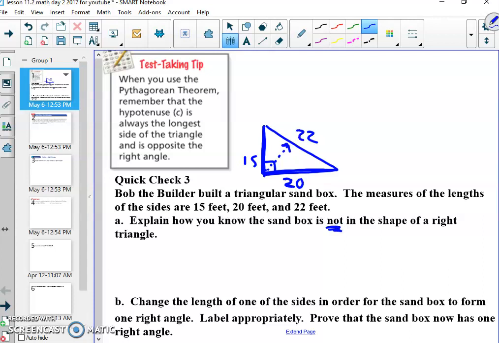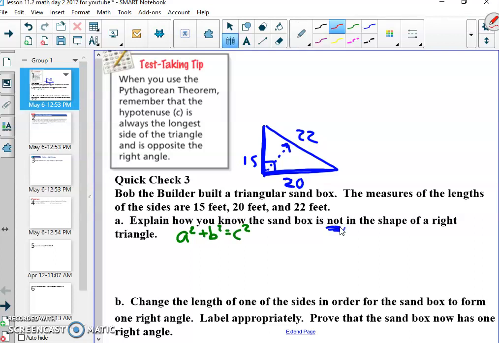So in my picture here, this sure looks like a right triangle. But the nice thing we learned about the Pythagorean theorem is that we can use math to prove when something is a right triangle or is not a right triangle, and they want us to prove that it's not. Pythagorean theorem, a squared plus b squared equals c squared.